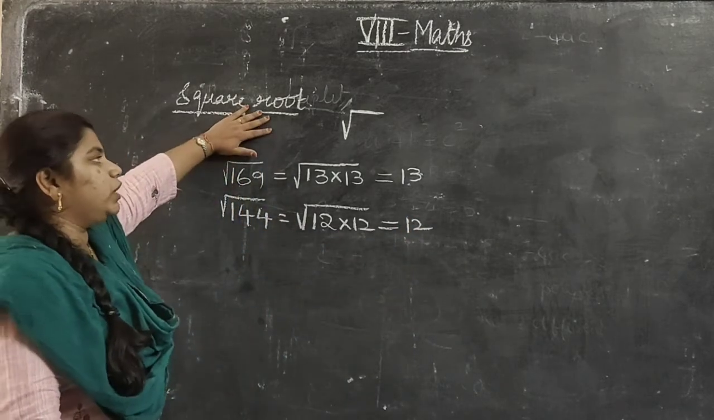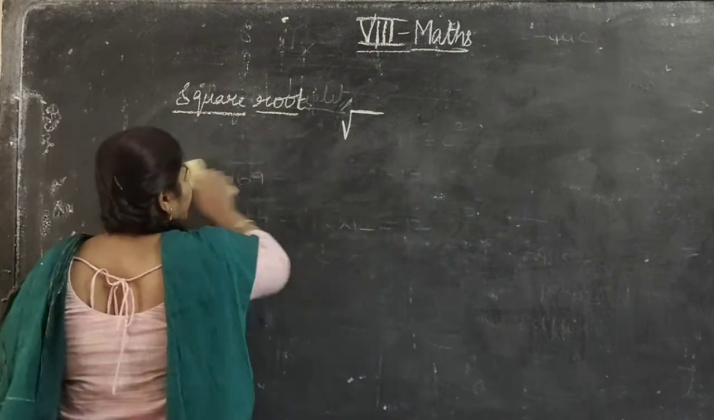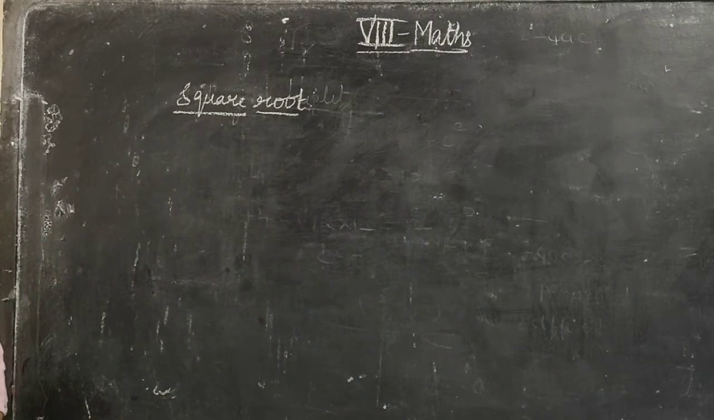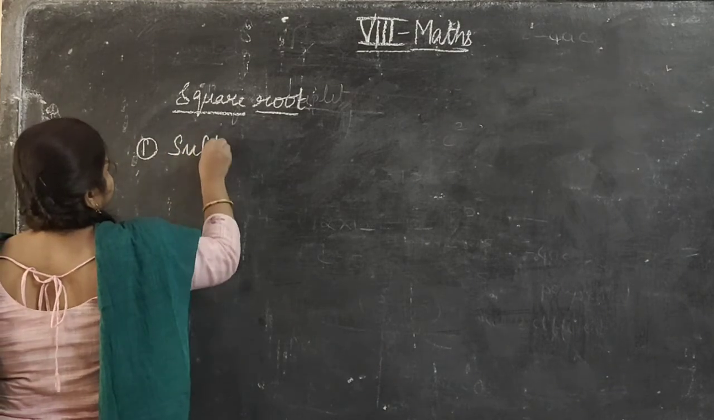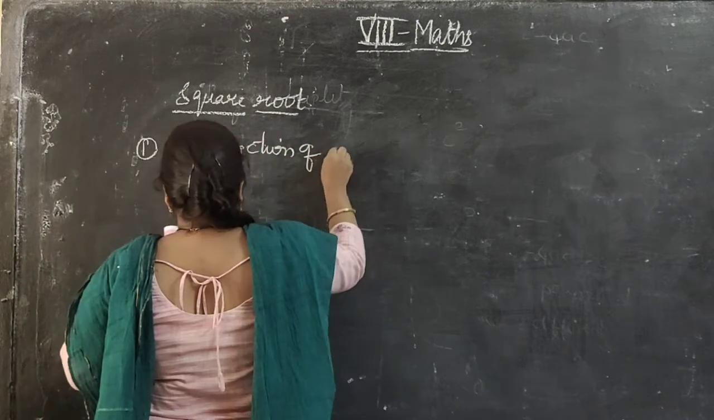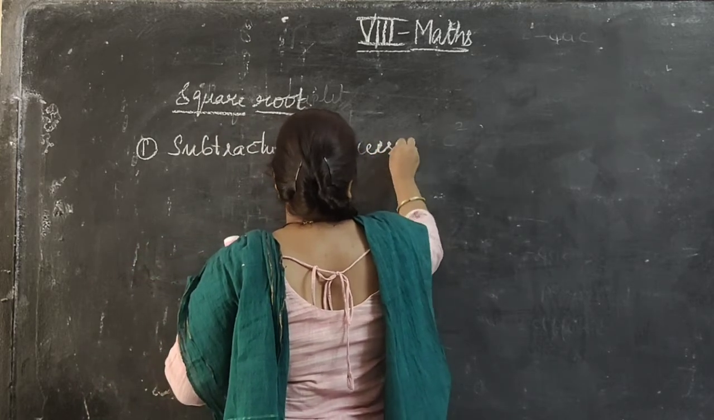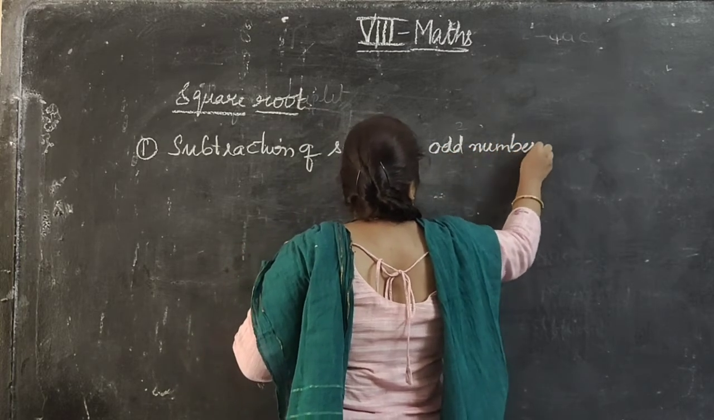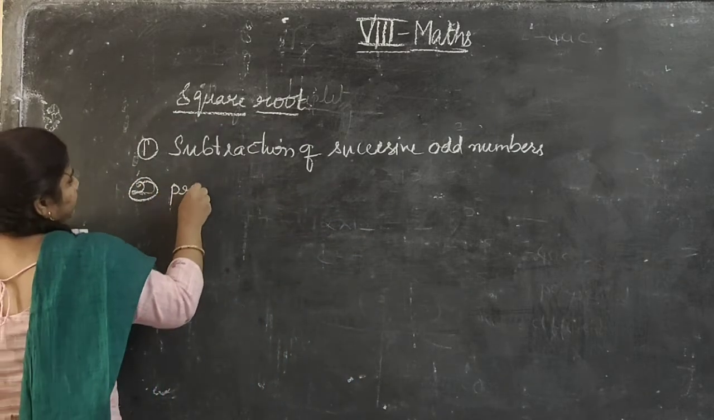For finding the square root we have three methods. The first method is subtraction of successive odd numbers, or consecutive odd numbers. The next one is the prime factorization method.